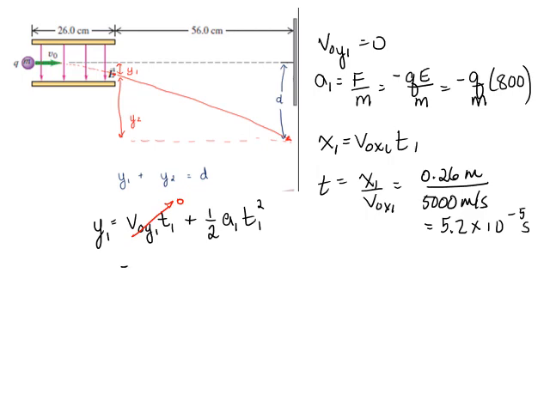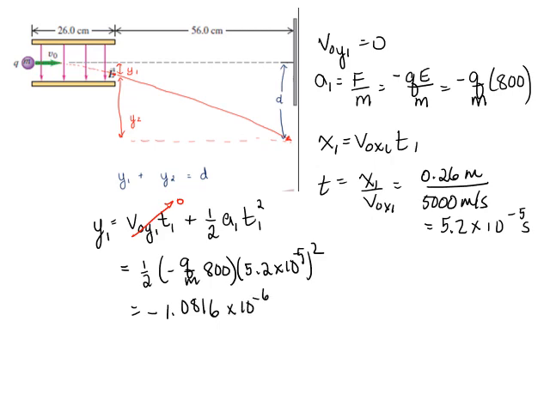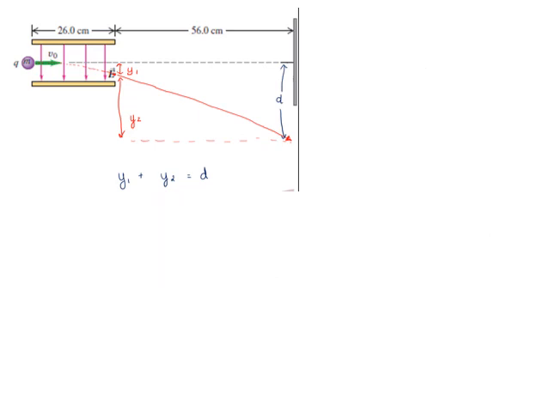Okay, let's put this together for our y1. We've got 1/2 times minus q over m times 800 times 5.2 times 10 to the minus 5 squared. Run all that through the calculator and what we get is minus 1.0816 times 10 to the minus 6 times q over m. Q over m is the charge to mass ratio. That's what we're trying to find. Okay, we've got our y1. Next we'll get our y2, and then we'll put them together to find our q over m. Let's use a similar strategy now to find our y2.